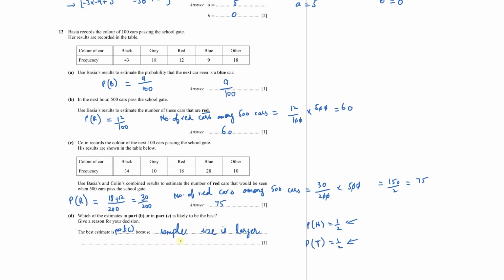So similar here as well, the larger the sample size, the more accurate will be your probability. The more accurate your probability is, the more accurate your result will be for this number of red cars among 500 cars. So always in terms of probabilities, larger sample sizes are always better for a correct estimation of probabilities.